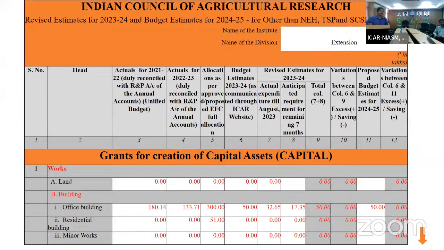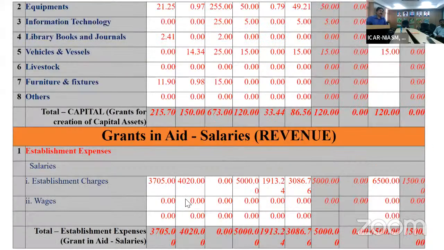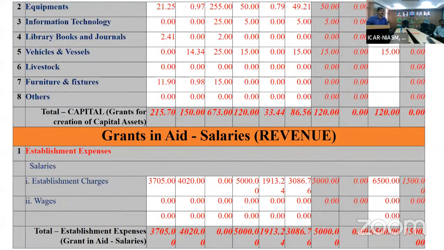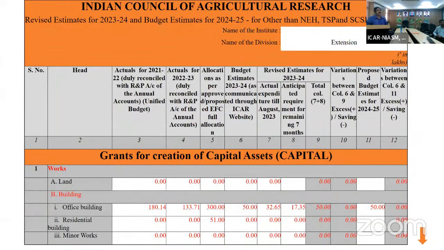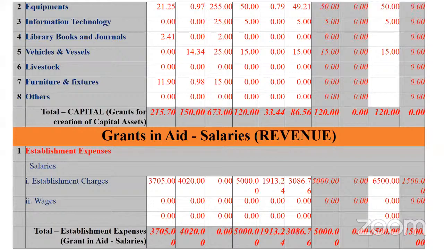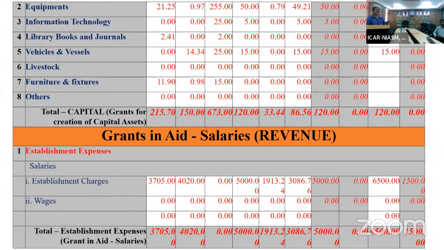One more thing, you see. Under grant in aid capital, several heads are there. One is land, building, information technology, library books, vehicles, livestock, furniture fixture, computer peripherals. So many things are there. For example, you have been given a budget of 1 lakh, and there is a provision that in furniture you can purchase 10,000, in IT 20,000, like this. The breakup is there. Total of 1 lakh is given, but the breakup of this head is also there.